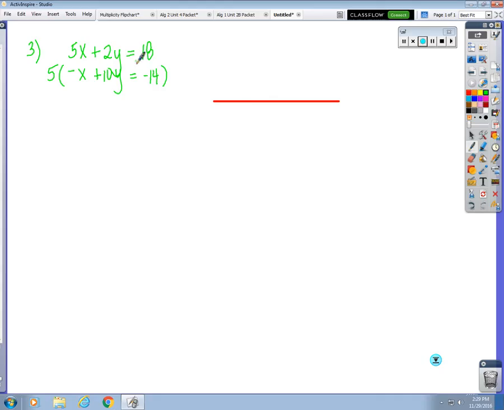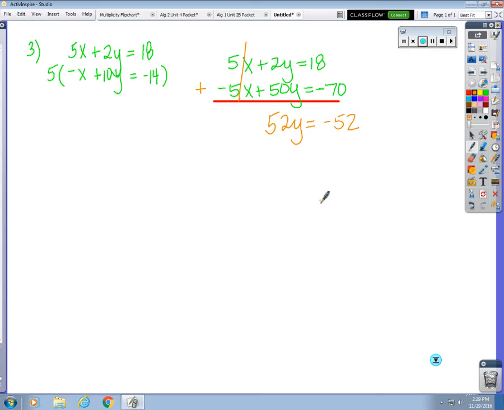Okay, so if you go this route, your top equation stays the same. Your bottom equation becomes negative 5x plus 50y equals negative 70. Okay, so now that we see that we have a variable that has the same number but opposite signs, we're ready to eliminate. They cross out. That becomes 52y. And this becomes negative 52.